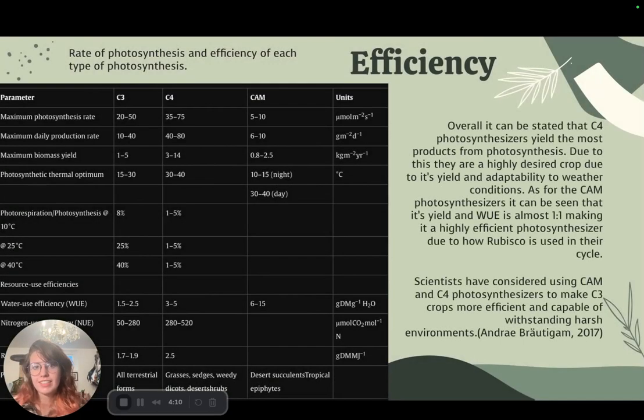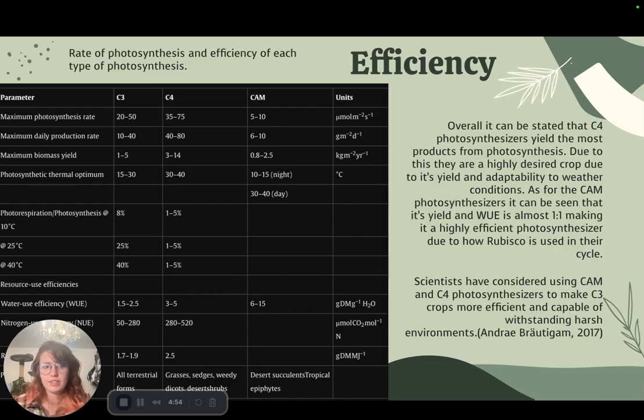In terms of efficiency, this is how each of the photosynthesizers are efficient in different environments and different states. Overall, it can be stated that the C4 photosynthesizer's yield is much better than other photosynthesizers at 35 to 75%. Due to this, they are a highly desired crop due to their yield and adaptability to weather conditions. As for the CAM photosynthesizers, it can be seen that its yield and water use efficiency is almost 1-to-1, making it a highly efficient photosynthesizer due to how it uses its different enzymes, mainly rubisco, in its cycle.